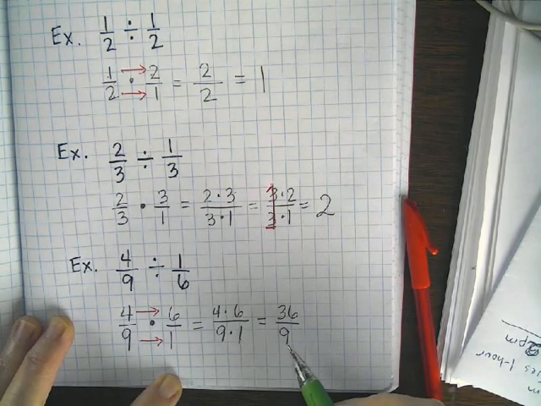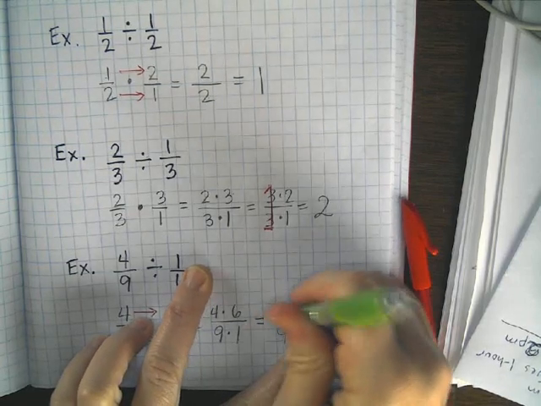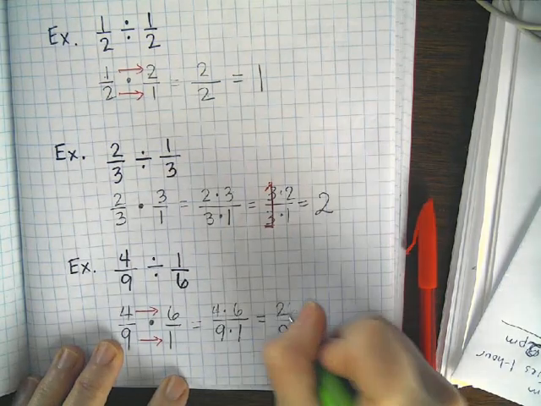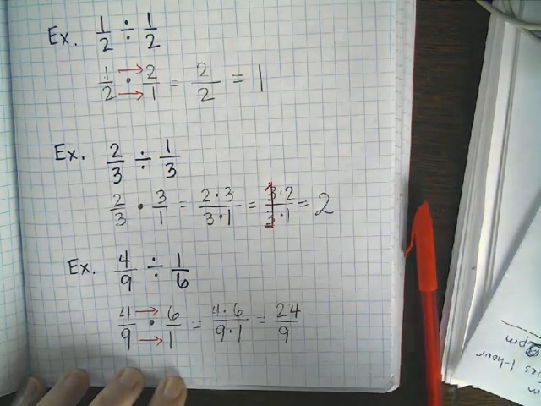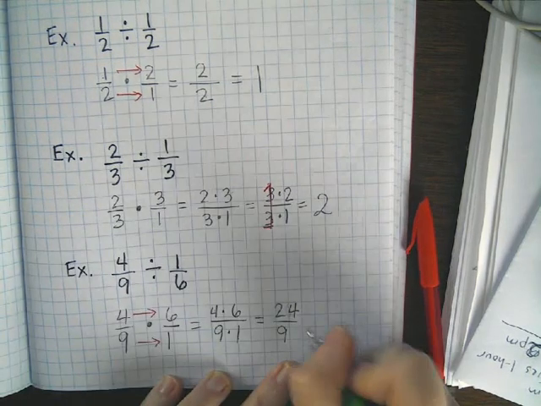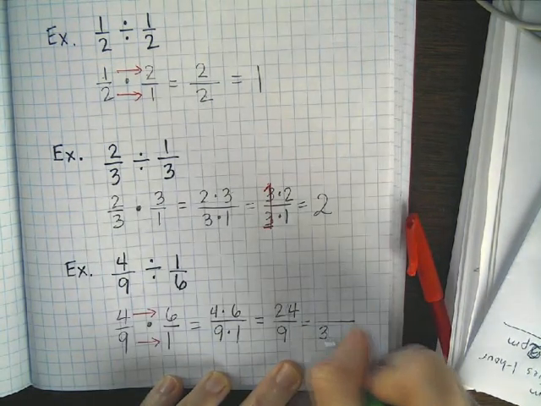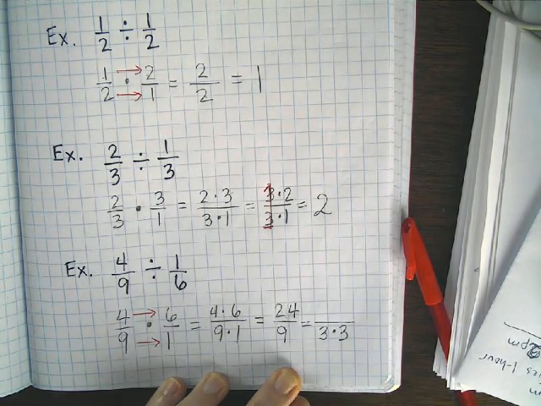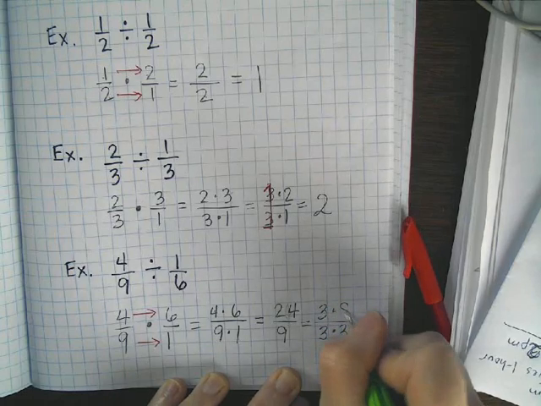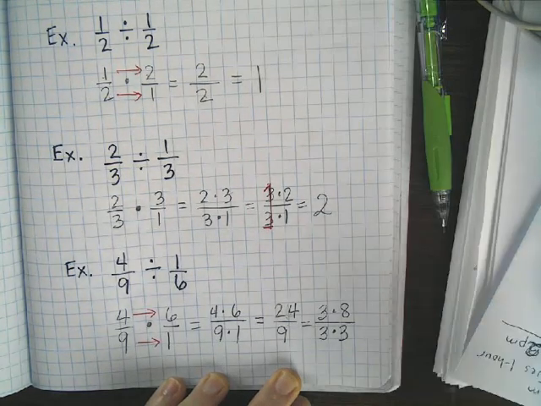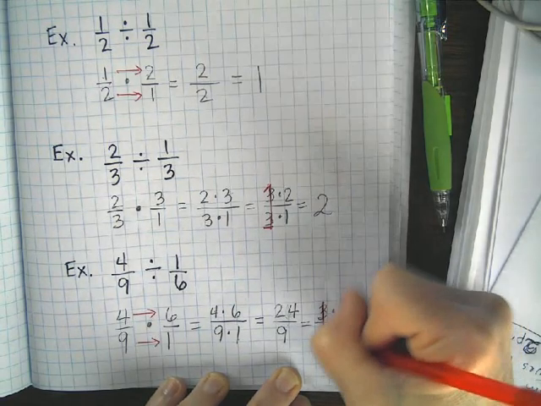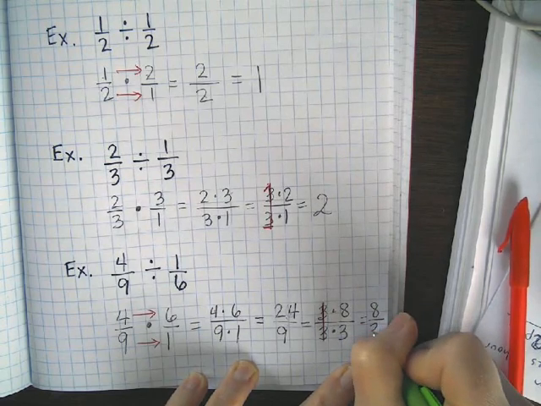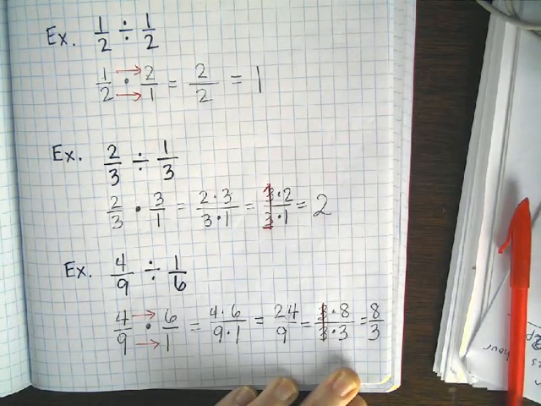Oh, wait a minute. I made a mistake. That's not 36. Sorry, 4 times 6 is 24. Okay, can I divide 24 by 9? No, but I can rewrite these. 9 is 3 times 3. Is there a number times 3 that gives me 24? There sure is. 3 times 8. So I can reduce this one. 3 divided by 3 is 1. So I'm left with 8 over 3. That's my final answer. All right, so that's what we're going to be practicing in Math Space today.